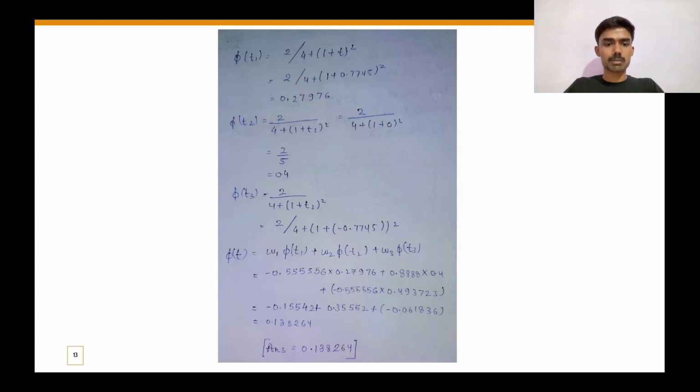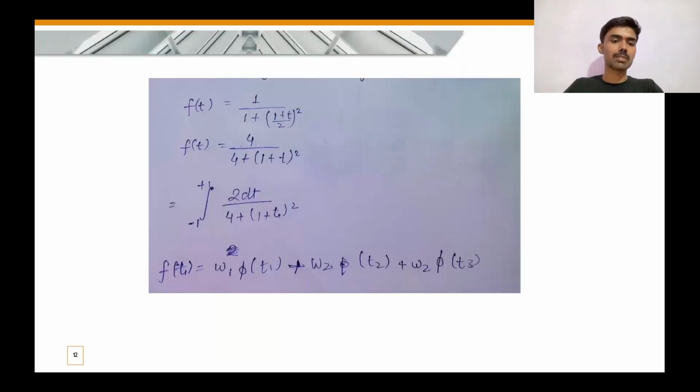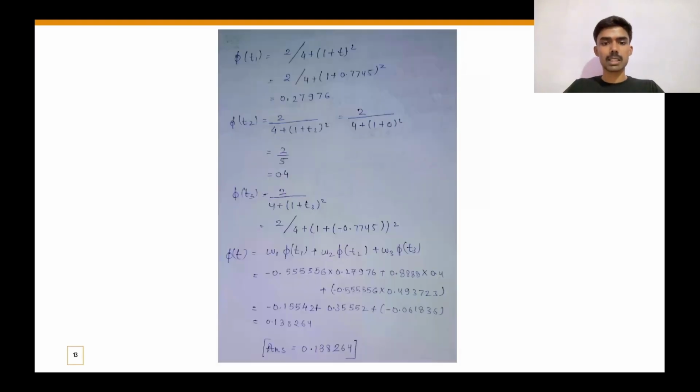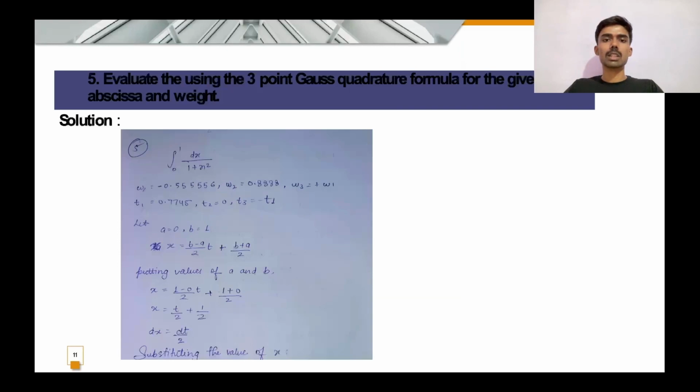Pardon me for the previous equation where I have written ft1 instead of phi t1, so that's a mistake, please consider it. And putting all the values we get minus 0.55556 into 0.27976 plus 0.8888 into 0.4 plus all these values, and the ultimate answer comes out to be 0.138264. So this is our answer for evaluating the question using the 3-point Gauss quadrature formula.